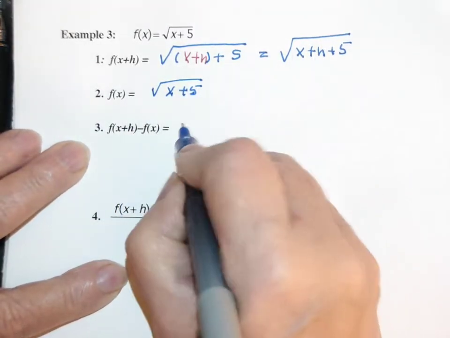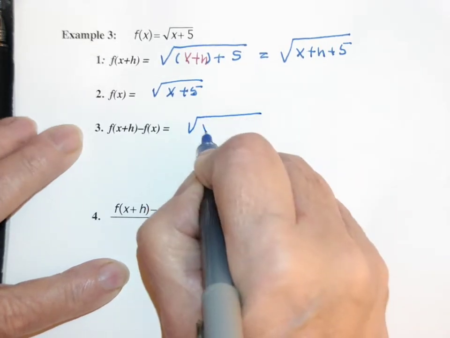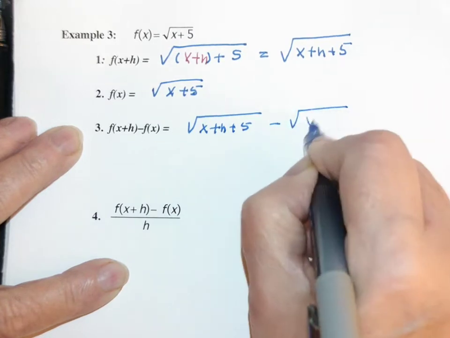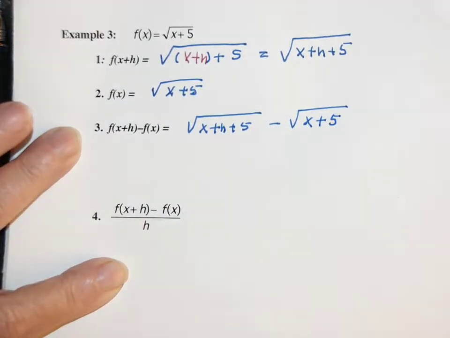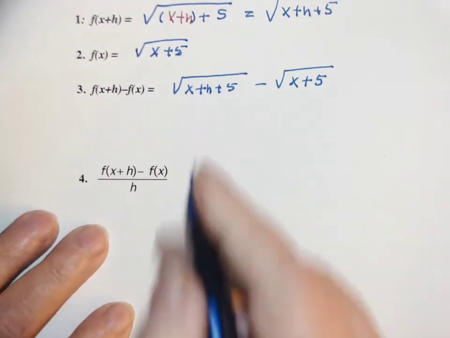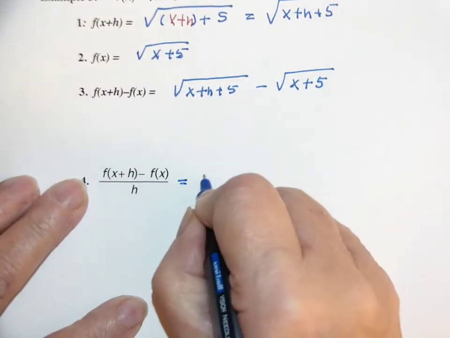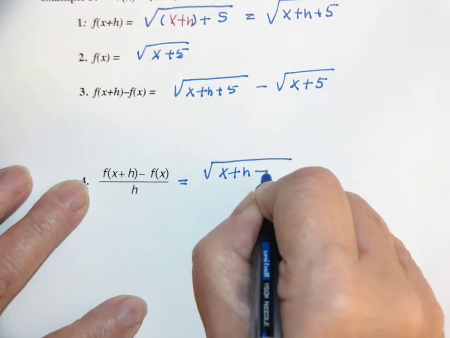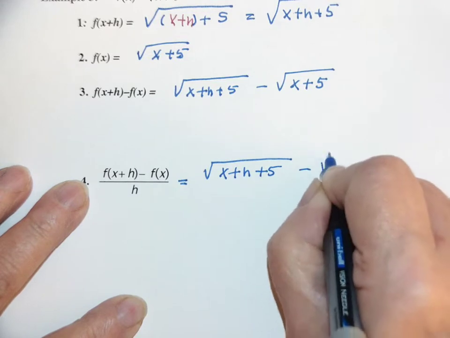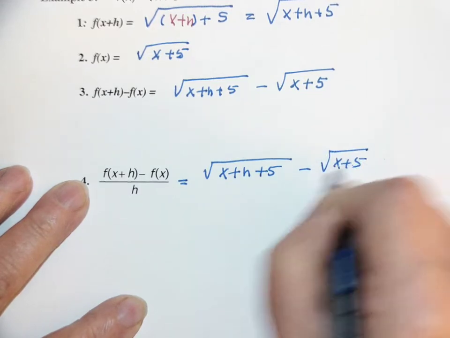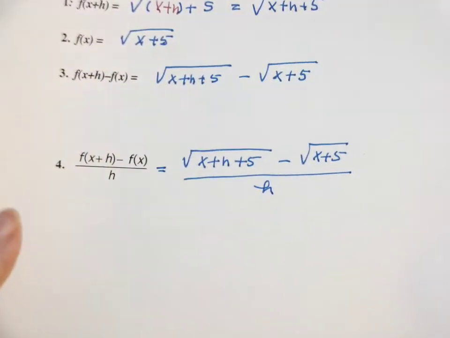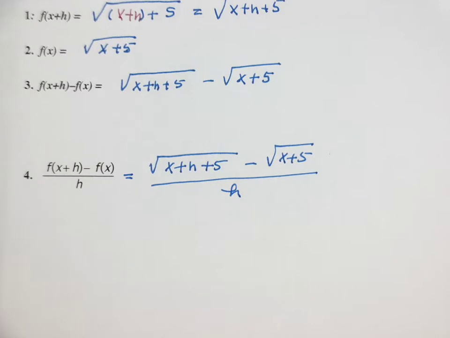Now take the first one, the square root of x plus h plus 5, subtract the square root of x plus 5. Cannot do anything with that. So this is now the square root of x plus h plus 5, subtract the square root of x plus 5, all over h. Now again, if I were to let h equal 0, I'd have a 0 over 0 form, and then that says algebra.